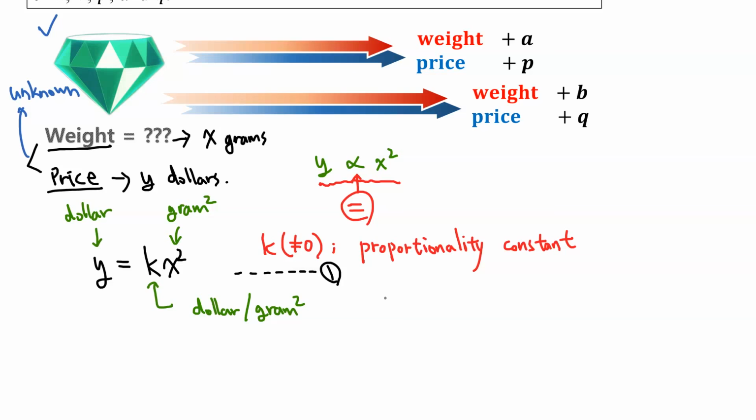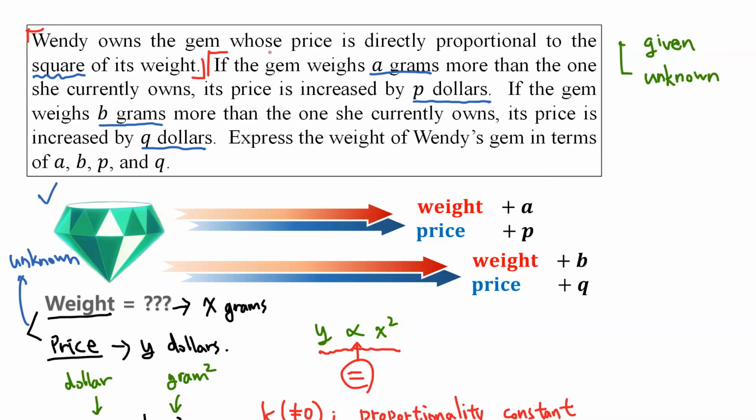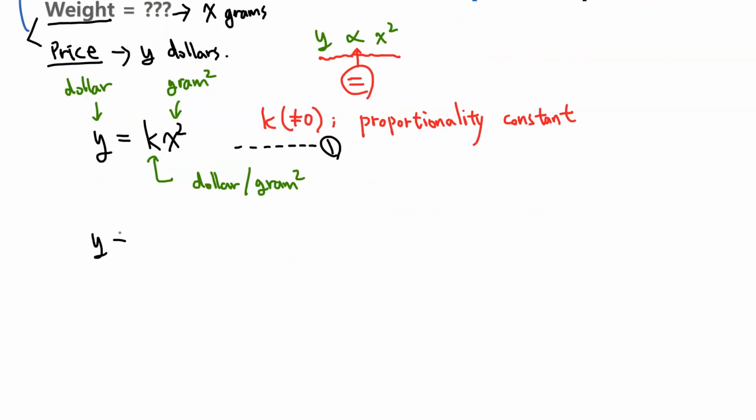Now we can use this equation, this law, to set up additional equations. Let's take a look at the second sentence of the problem. If the gem weighs A grams more than the one she currently owns, its price is increased by P dollars. This means that when the weight is X plus A grams, the price is Y plus P dollars. Therefore, Y plus P equals the same proportionality constant K times (X plus A) squared. So here's our second equation.